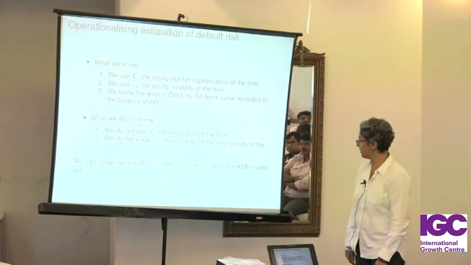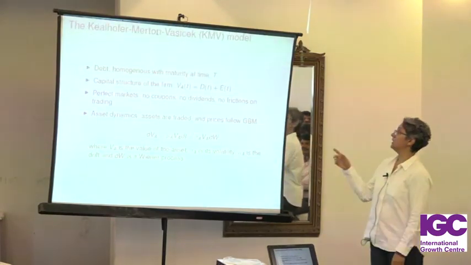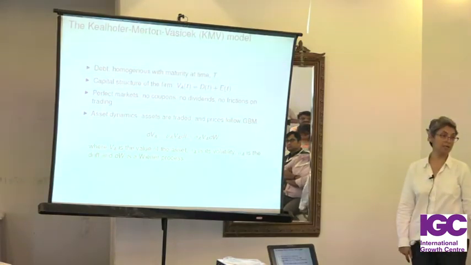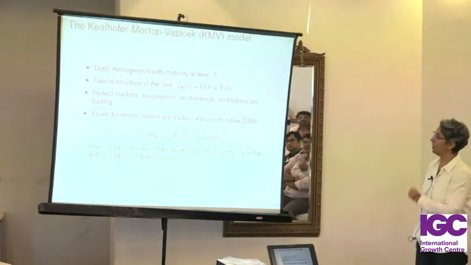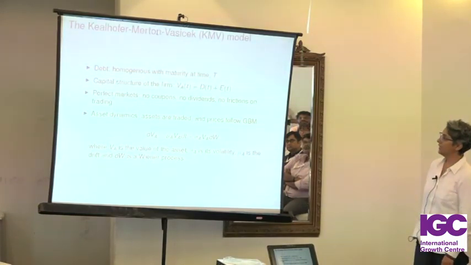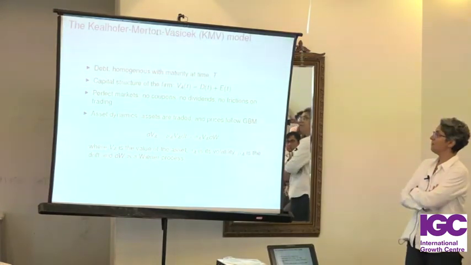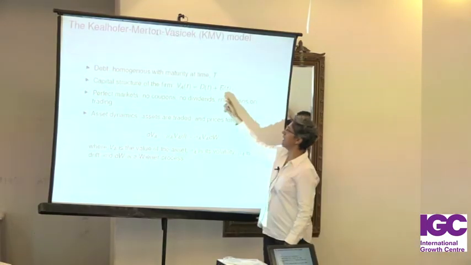So we can set up two equations in two unknowns, which is what KMV did. These are the guys, Kealhofer, Merton, Vasicek, the three academics who made a ton of money by selling their model to the credit rating agency. Debt is assumed to be homogeneous with maturity at time t. The capital structure of the firm is a sum of D_t and E_t.